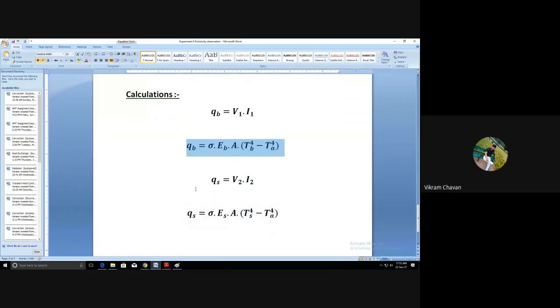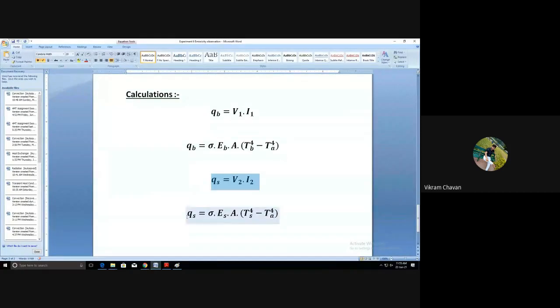In similar fashion, we are going to calculate the emissive power of the test plate, or the gray body. Okay, so the test plate heater input is Q suffix S, and which is equal to V2 multiplied by I2. Okay, V2 multiplied by I2.